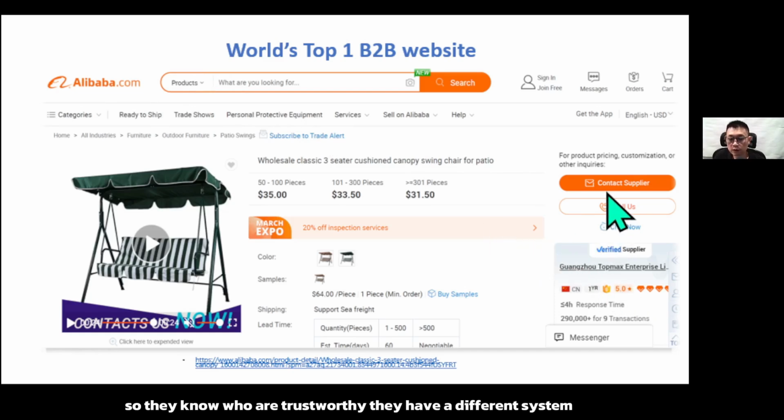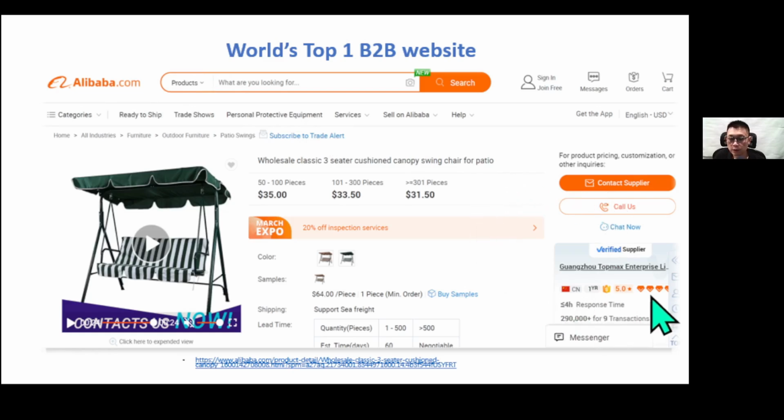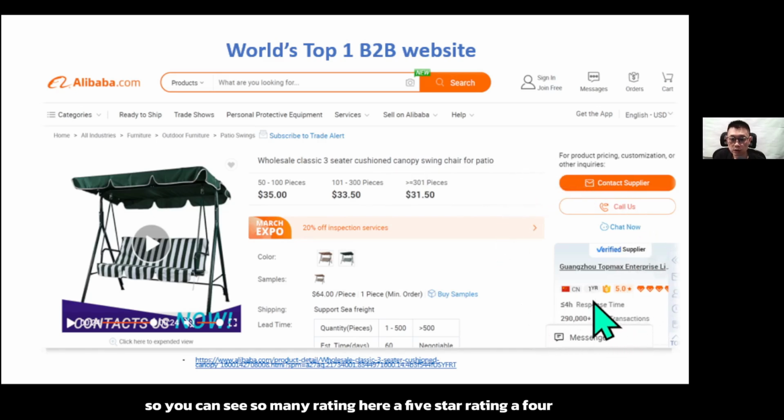They have a different system, different mechanism that can check if you are trustworthy, you are a good seller or buyer. So you can see so many ratings here. A 5-star rating, a 4 diamond, is 1 year and verified supplier.